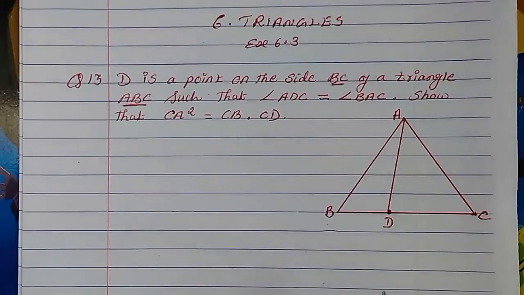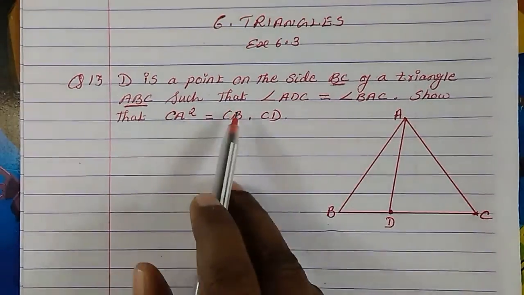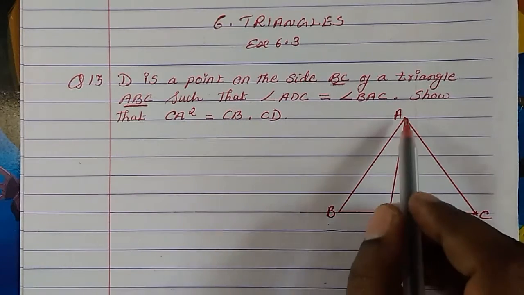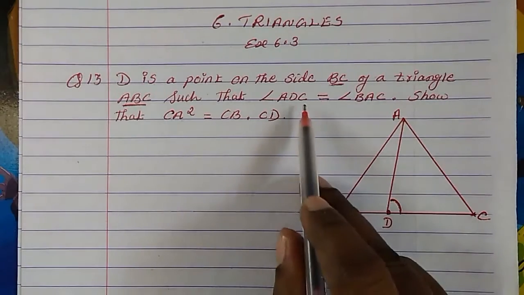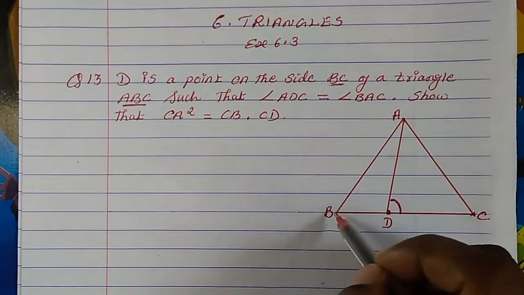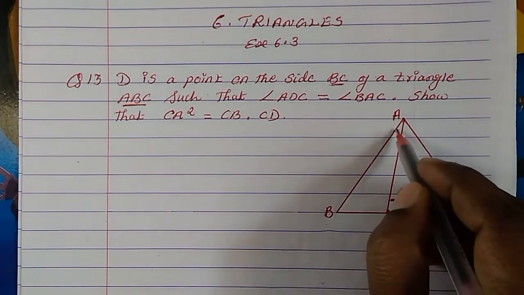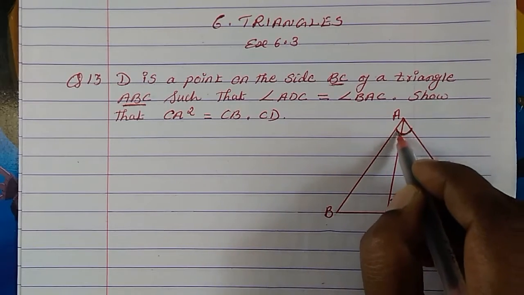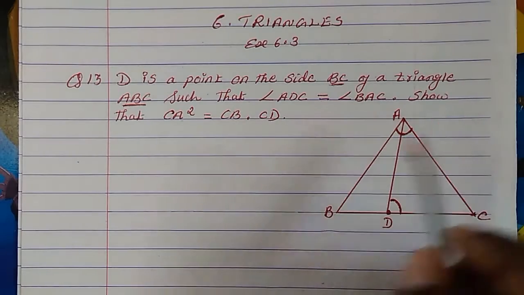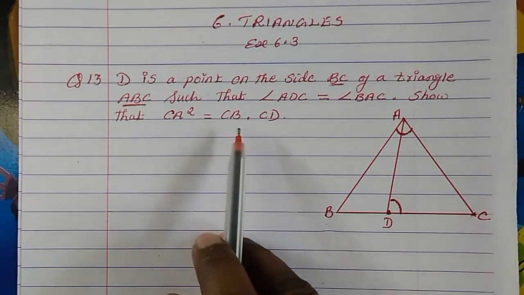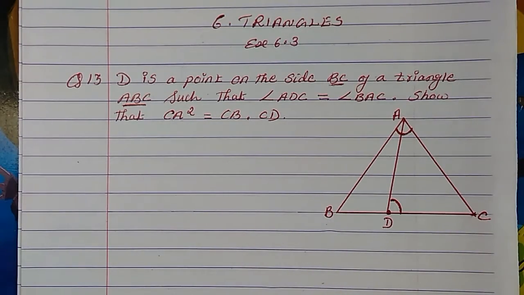Okay. So now such a way that angle ADC, this angle, is equal to BAC. So that means this angle A is equal to angle D. Show that CA square is equal to CB into CD. Okay. So let's begin how to prove.